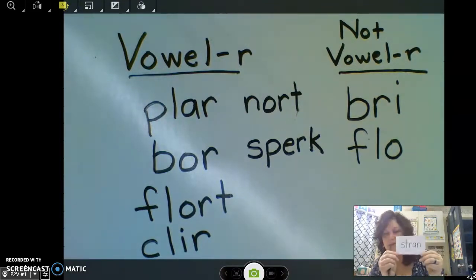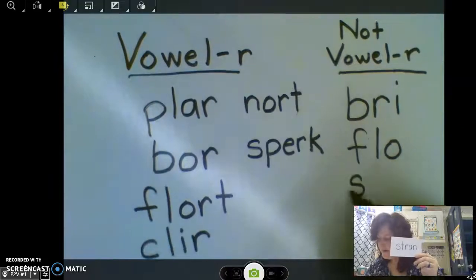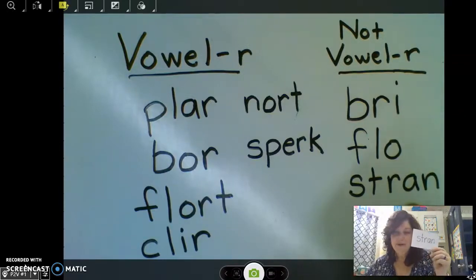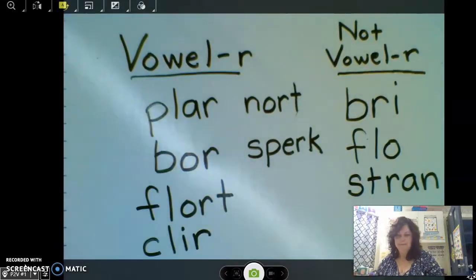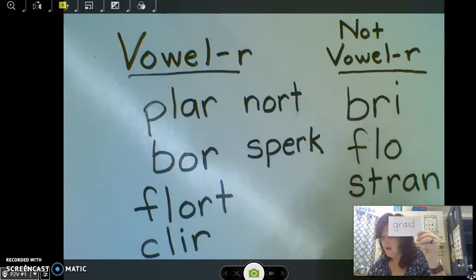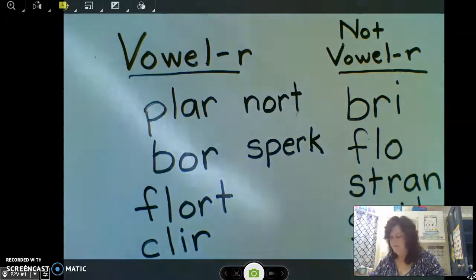Okay, let's look at this one. Find your vowel. That's not an R. Very good. This is not vowel R. And hopefully you're saying to yourself, I know that's closed syllable, strand. Very good. Not vowel R, is it? Okay, it's going to go on the not vowel R side. In fact, that looks like a vowel team, grade, but not the real way we spell grade.